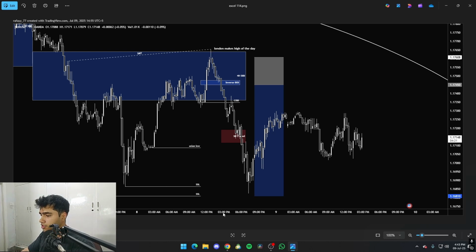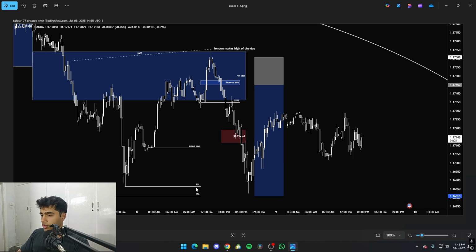The early London hours, as you can see, it was around 3 p.m. in my local time, between 12 and 3, maybe like 1 or 2. London ended up making a high, made an SMT, tapped back into a SIBI, manipulation move to the upside. If you measure the standard deviation, this was the standard deviation 2 level, -2 to -2.5, which aligned with these Asian lows right here as well, and this SIBI, this BC right here, and this was, if I'm not mistaken, the previous day low.